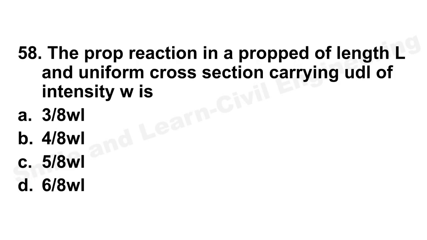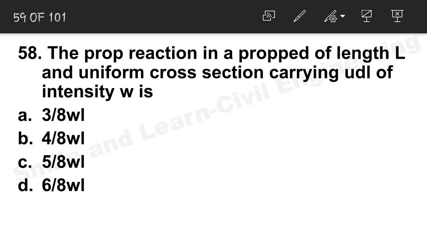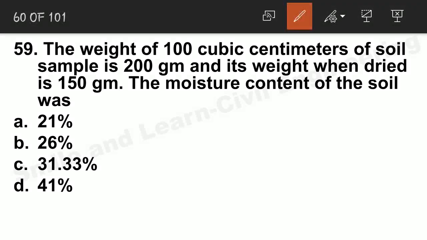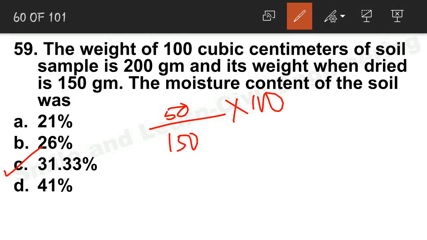Next question, prop reaction in a propped cantilever. I'll not answer this question. This we have discussed so many times. 3 by 8 WL, also repeated in our PSC AE paper. The weight of a soil sample is 200 gram and its weight when dried is 150 gram. Moisture content, easy one. Just subtract, 200 minus 150 is 50, 50 by 150 into 100. Correct answer is option C, 31.33. Sorry, it will be 33.33.